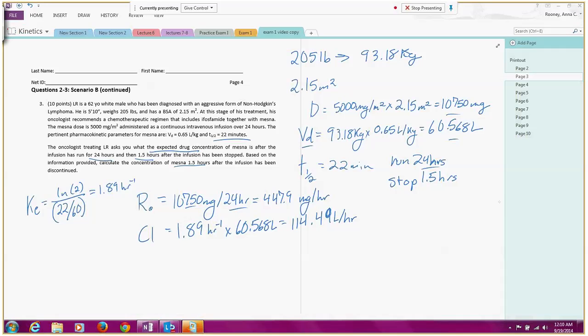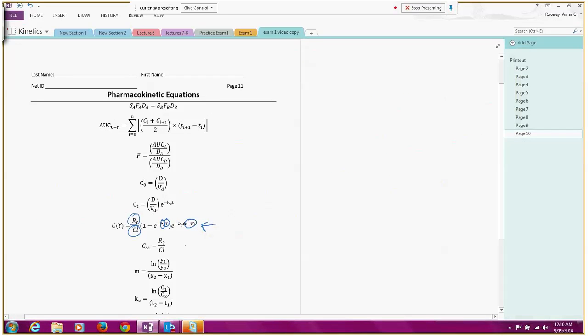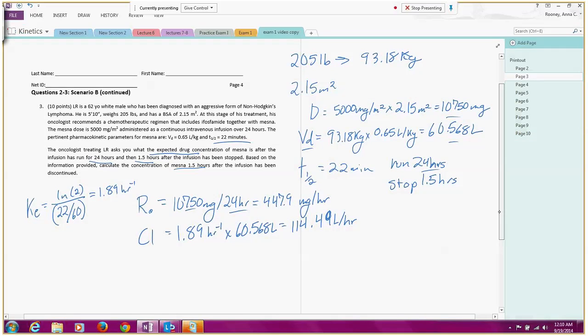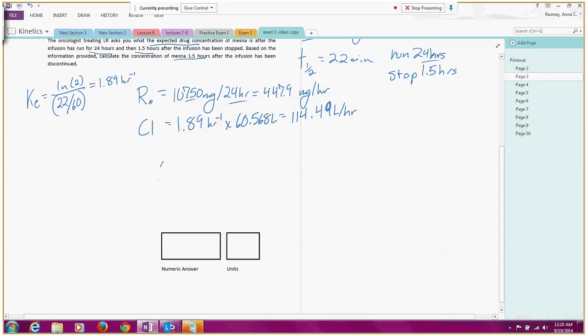Okay, so we now have all the components for this equation. Now we just need to put it all in together and then into our calculator. So I'm going to write out what it all is.